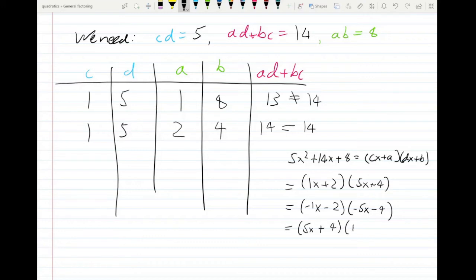D is 1, so 1x, or just x, plus 2. And once again, this is the exact same as what we did previously, so there's no need to check for this case. If you don't believe me, do it manually yourself, say that it all works out. Okay, let's do a couple more examples.